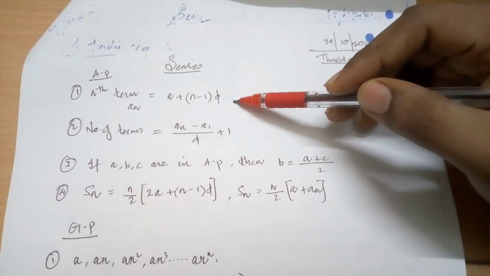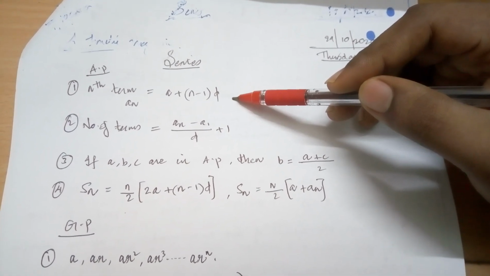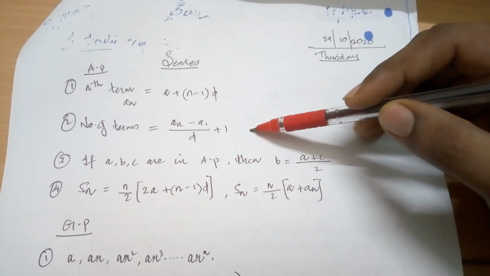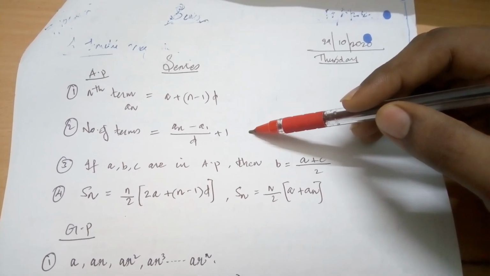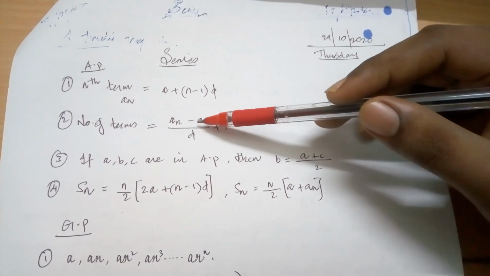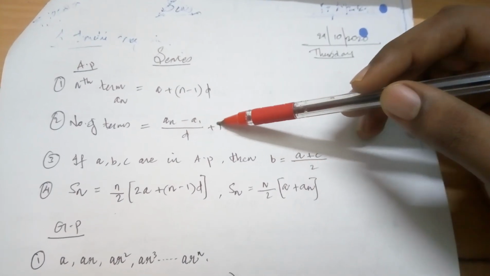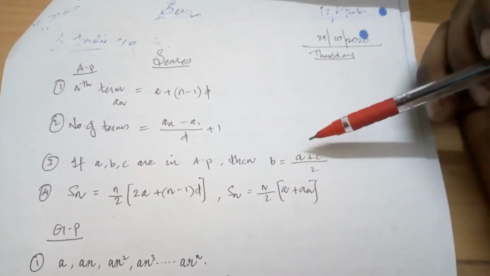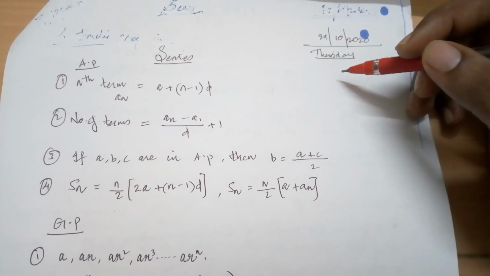To find the nth term of an AP, an is equal to a plus (n minus 1) into d. The number of terms in a series can be found using the formula (an minus a1) divided by d, plus 1, where an is the nth term of the sequence, a1 is the first term, and d is the common difference. Plus 1 will give the number of terms in a series.